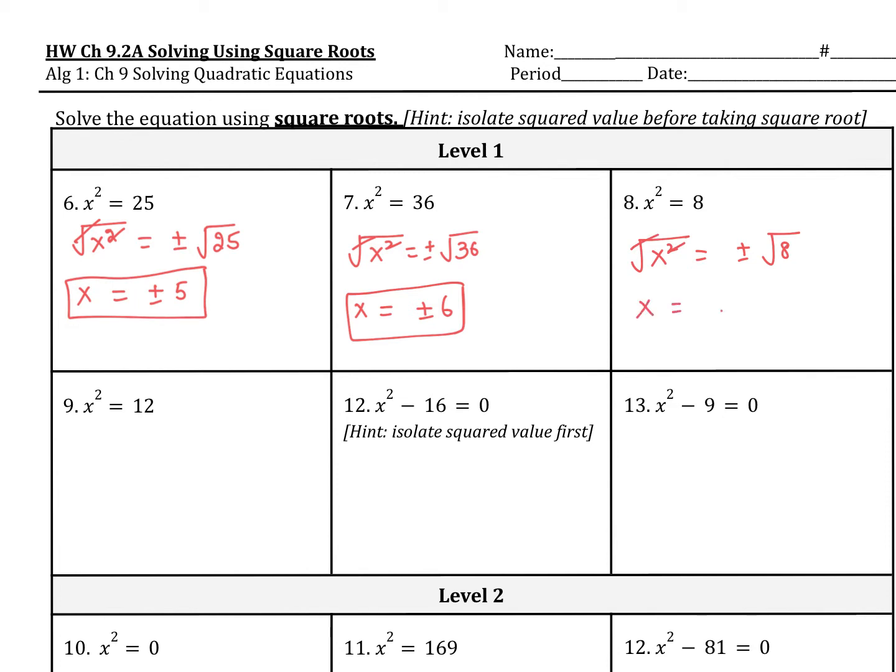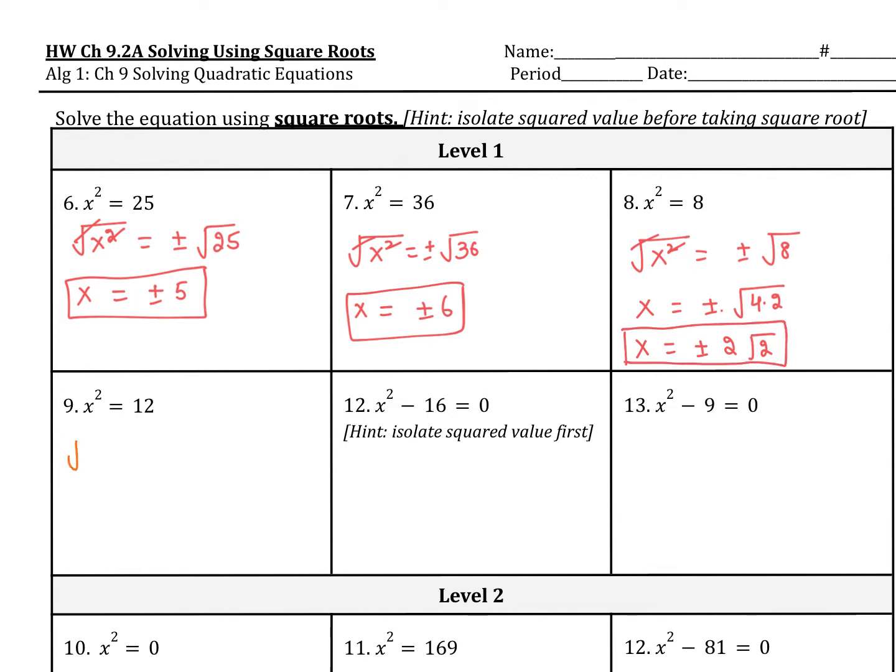so x equals plus or minus, you can write the 8 as 4 times 2, and you know that the square root of 4 is 2, that is outside of the radical symbol, and this 2, that remaining 2 remain inside, so the answer is x equals plus or minus 2 times square root 2.